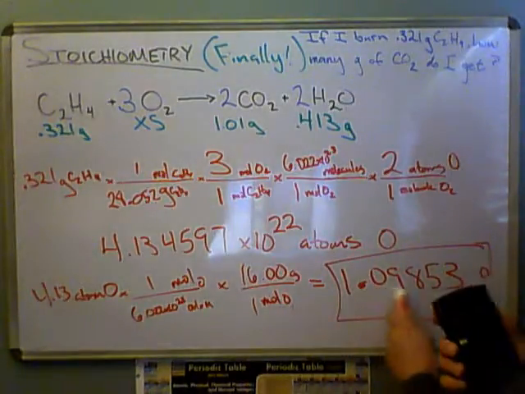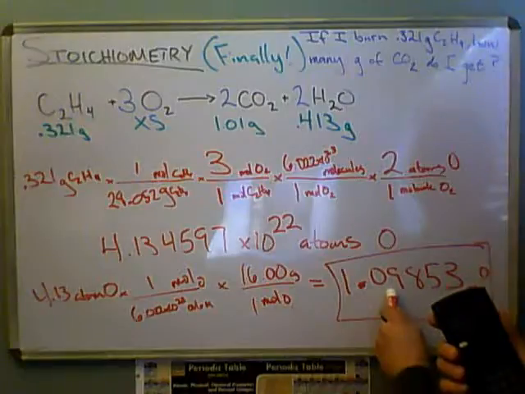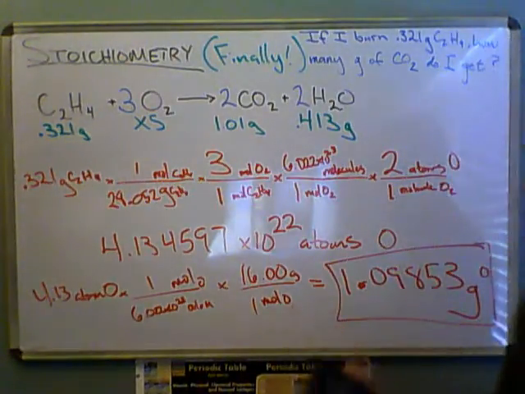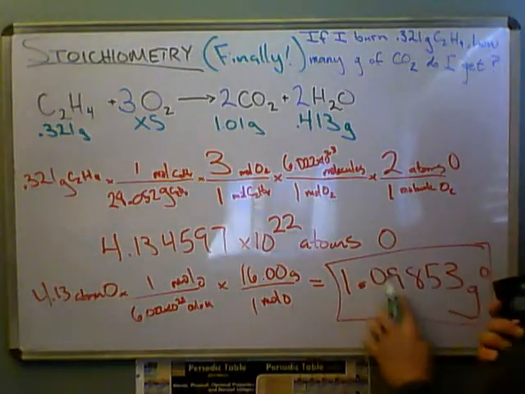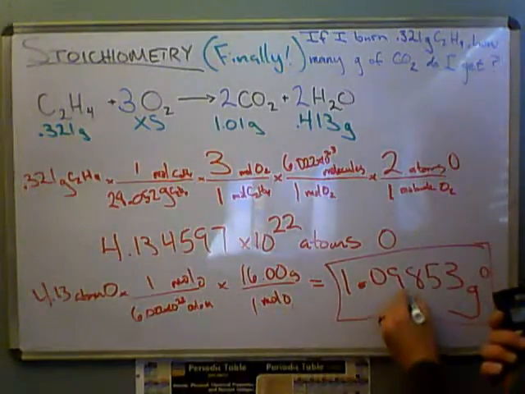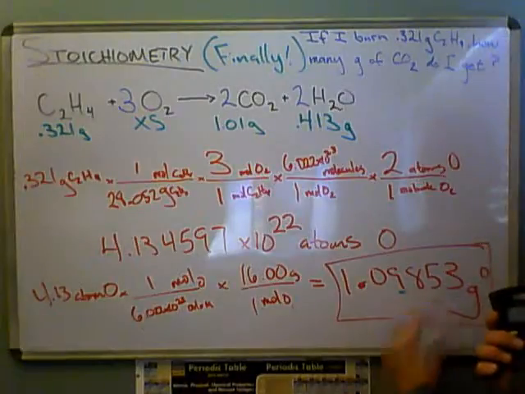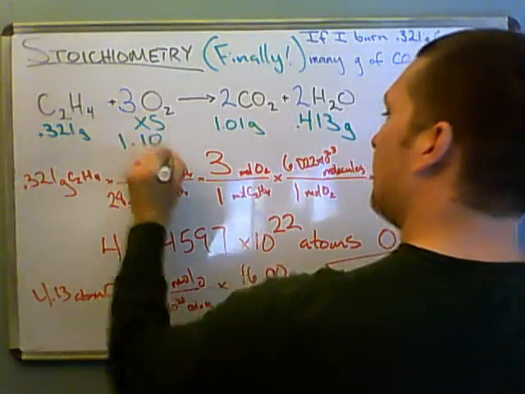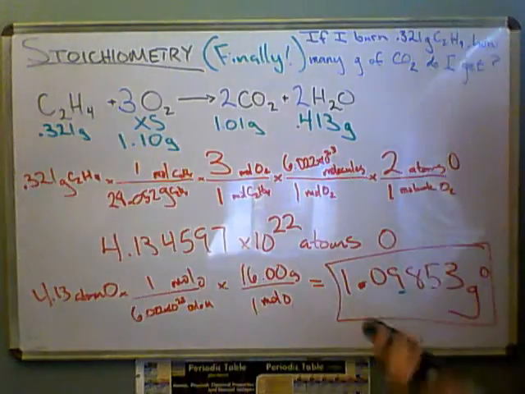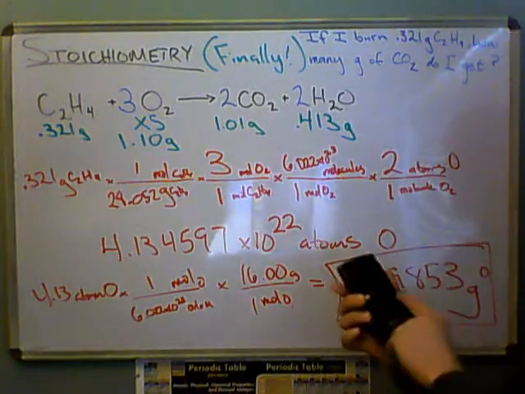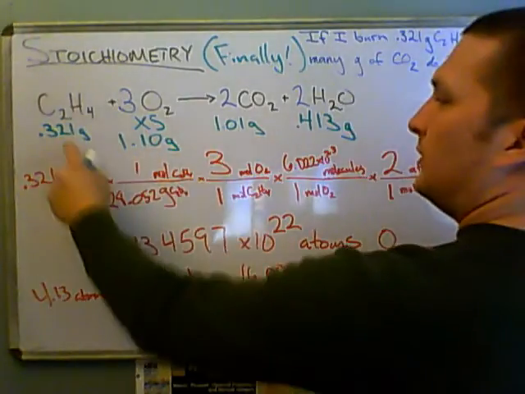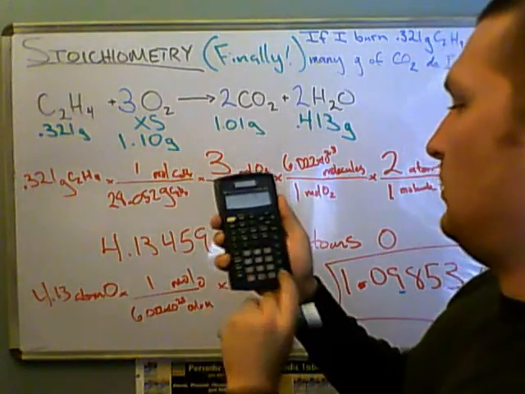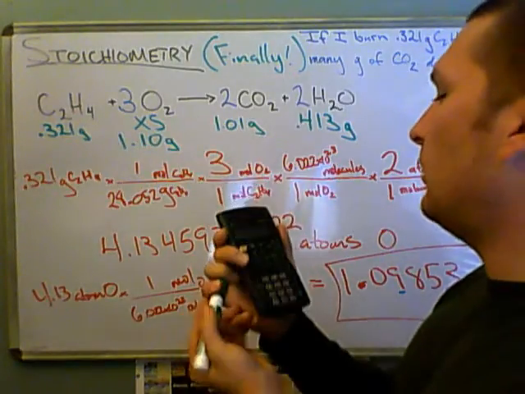What happens if I add this with this? Because that's what we have over here. This tells me, so I'm going to have to round to 3 significant figures. So that would be my third. I'm going to have to round up, and we get 1.10 grams. So let's take that. 1.10 grams plus that, 0.321 plus 1.1, that equals 1.421.